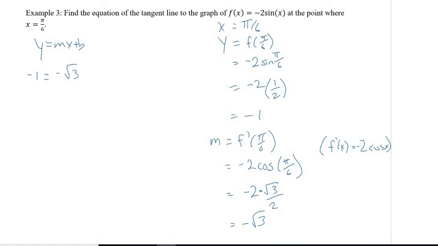So that's going to be -1 is equal to -√3 times pi over 6 plus b. Let's simplify that. -1 equals -√3 pi over 6 plus b. So let's move that fraction over. It becomes plus √3 pi over 6 plus b.